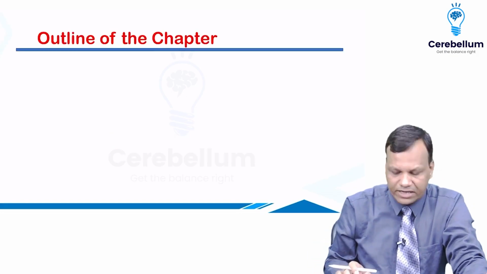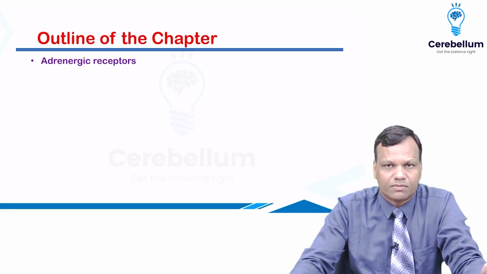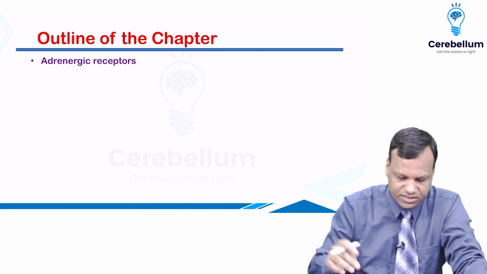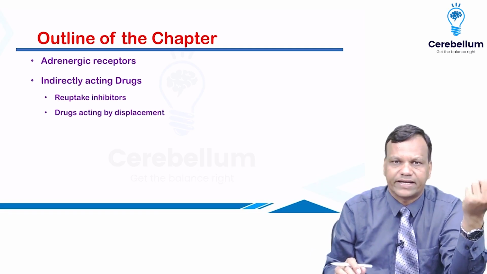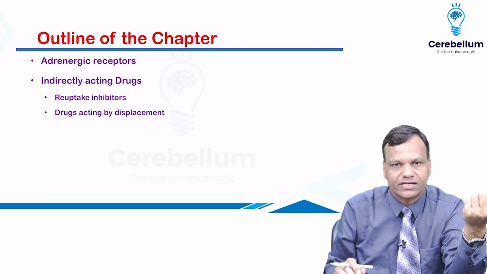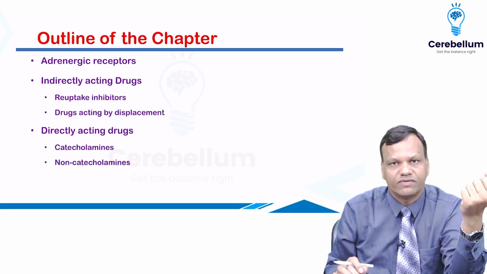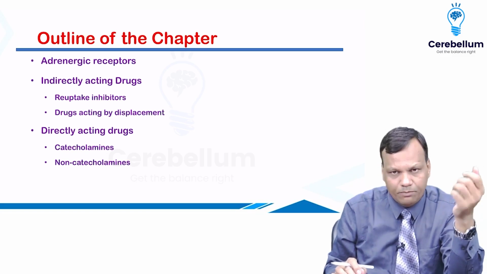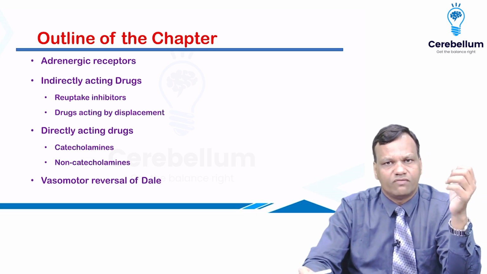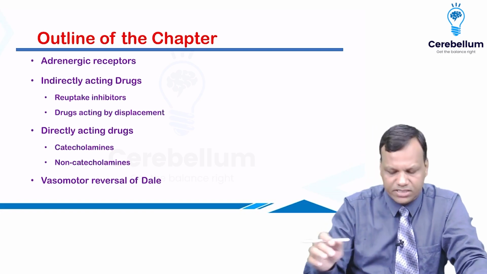So what we will expect you to remember from this chapter. First of all, we'll discuss the various receptors of the adrenergic system. Then we will divide adrenergic drugs into two types: indirectly acting and directly acting. Indirectly acting drugs include reuptake inhibitors and drugs acting by displacement, whereas directly acting drugs will be catecholamines and non-catecholamines. And one very important phenomenon we will discuss is the vasomotor reversal of Dale. Okay, so all these things we will cover in this chapter.